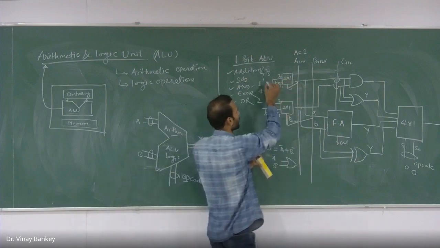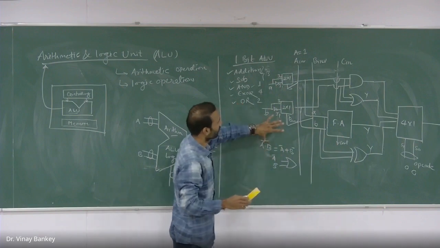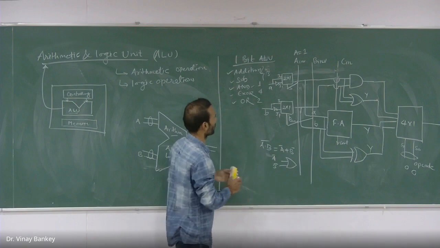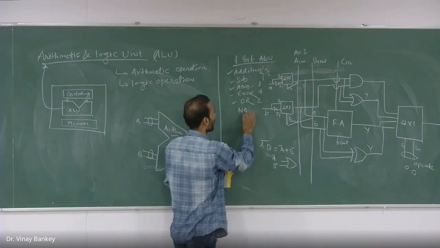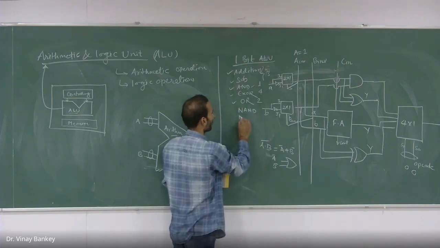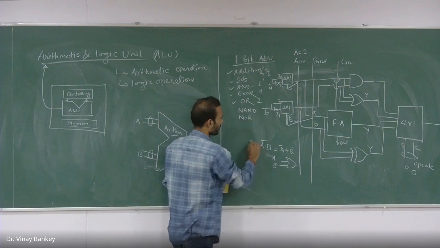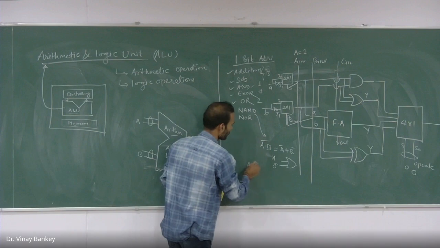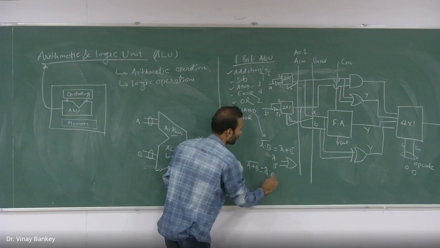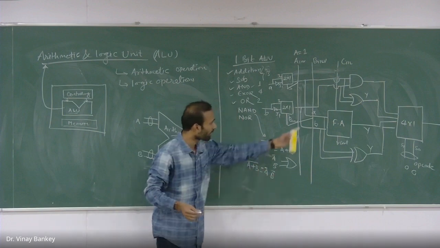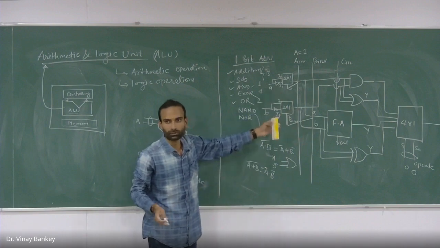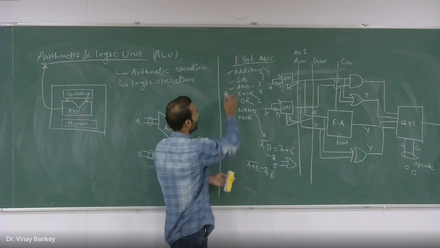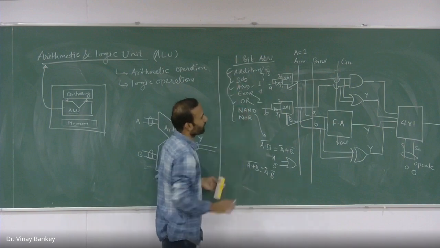So this is the 1-bit ALU, which is performing here. Now it is performing 6 operations. I can also perform NAND and NOR. This was your NAND operation, but also you can get the NOR operation using one AND gate with the inverted inputs. Correct? So this one unit is performing these operations.